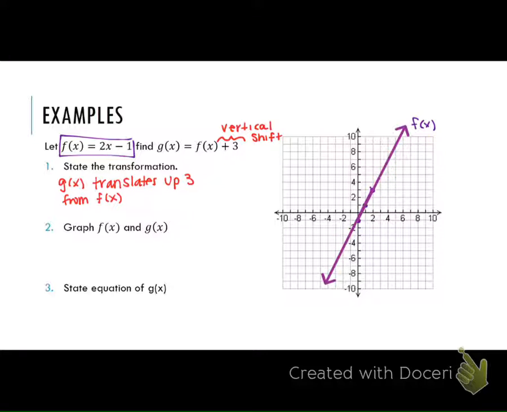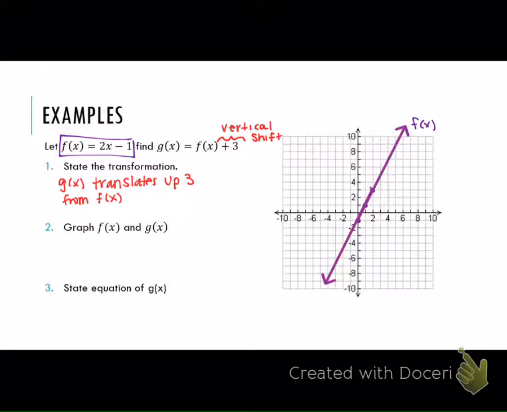So f of x is that one there. Go ahead and write that down. We know it's going to translate up how many? Up 3. So it's going to take every point on the graph and shift it up 3. So if this one's at negative 1, it's going to go up 3. So it'll go up 1, 2, 3, and be at 2.